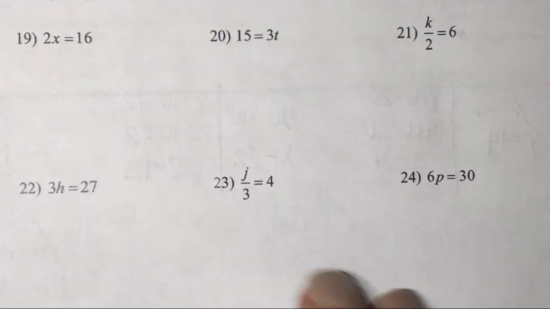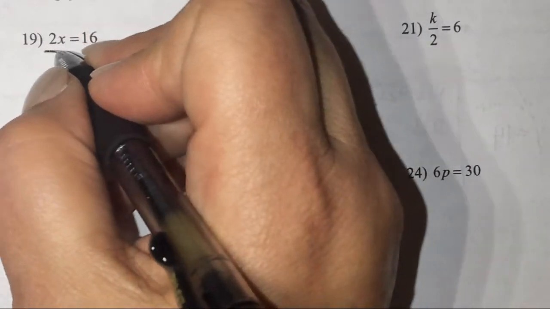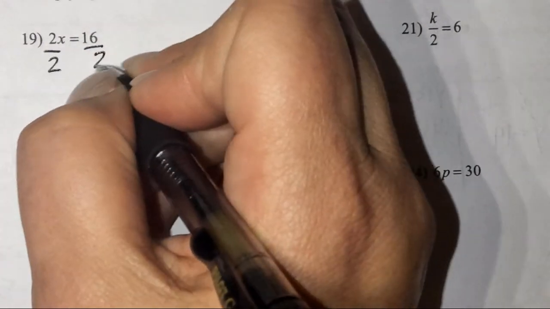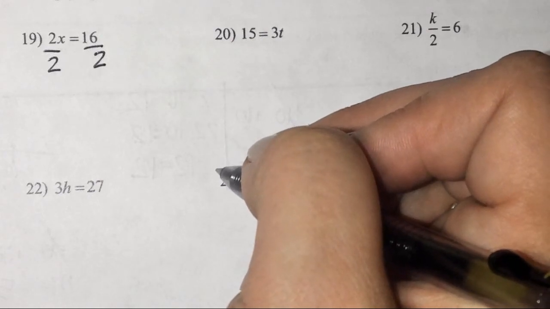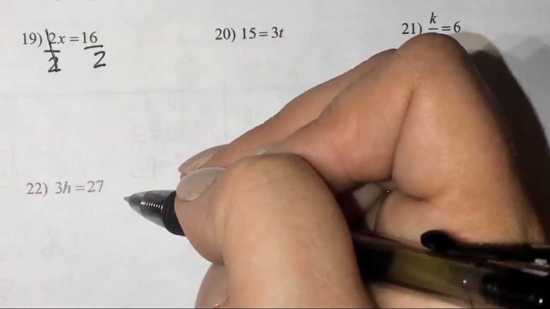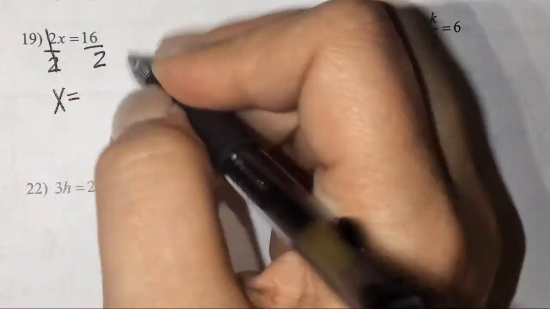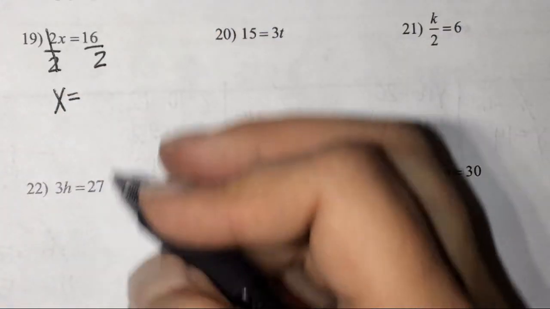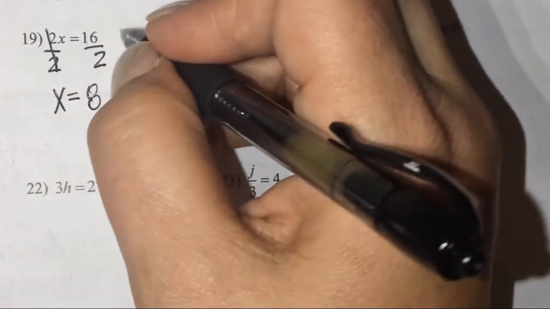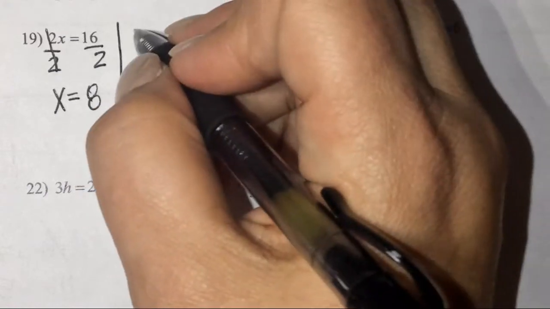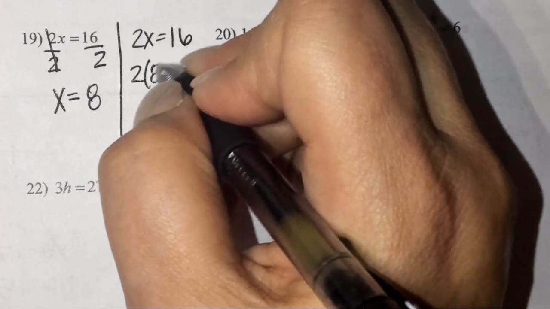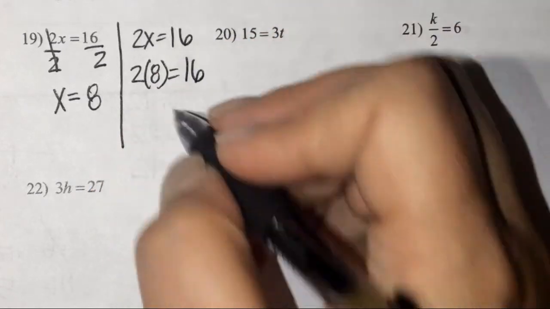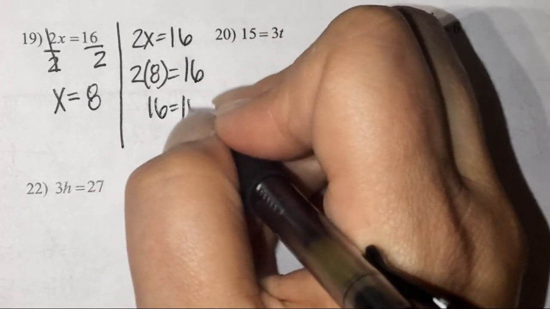And what number do I want to get rid of? 2. Okay, so I'm going to divide both sides by 2. Again, writing it like a fraction, because a fraction shows division. Cancel the 2's out. X is equal to 16 divided by 2, which is 8. We got to check it. 2x equals 16. This is 2 times 8, which equals 16. And 16 is equal to 16.